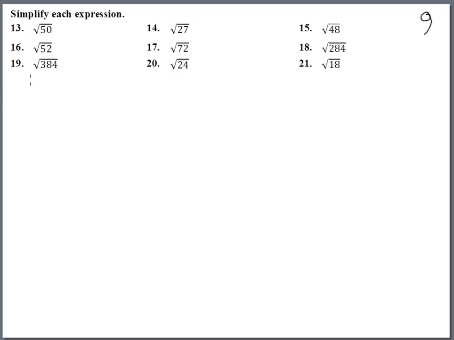Here we are on page 9. We're going to do the answers to number 13 through 21. Now the big idea here is that any number that's a perfect square can't be left under the square root. So we try to find numbers. Let's write them down over here that will help us.